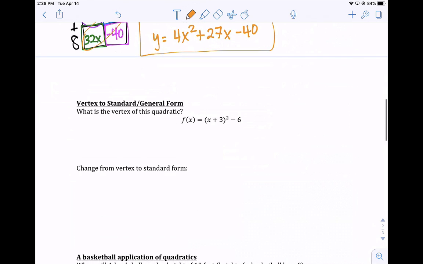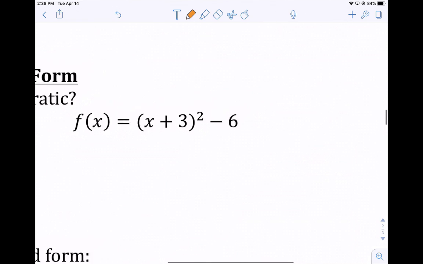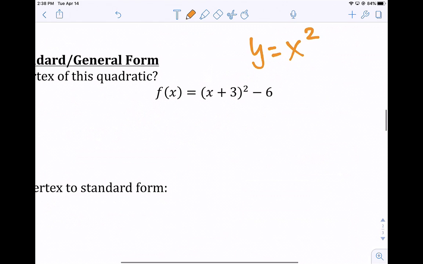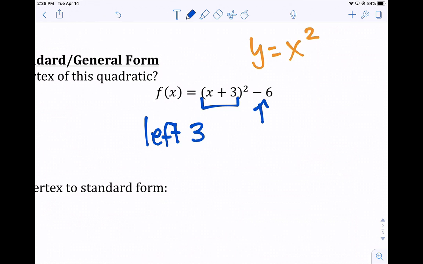Okay, next we looked at vertex to standard form. I might ask you, what is the vertex of this graph? So again, we're looking at how the graphs shift from y equals x squared. So this goes back to first semester. How does the graph shift? And the +3 indicated that this goes left 3, and the -6 means it goes down 6.